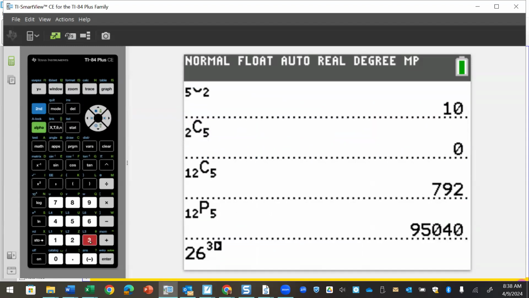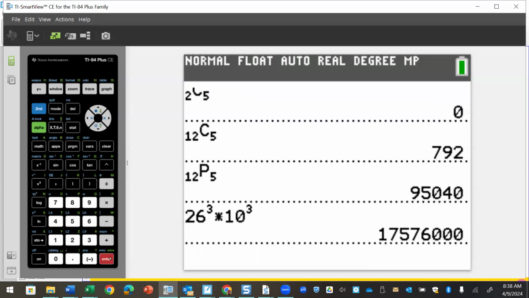10,546,000. That is a big number. It better be a big number, right? It is huge. So what is that number? 17,576,000. Okay, however, it's an old slide.